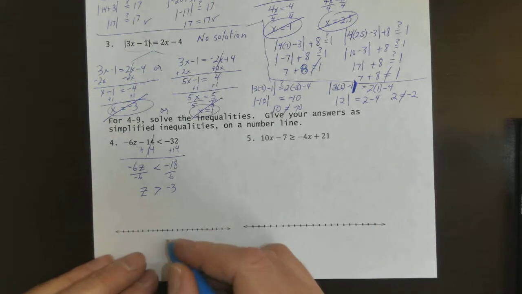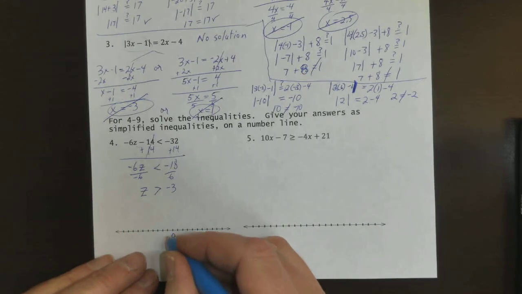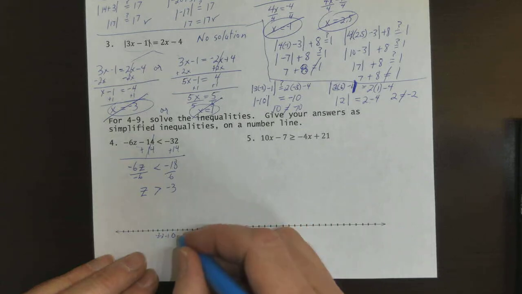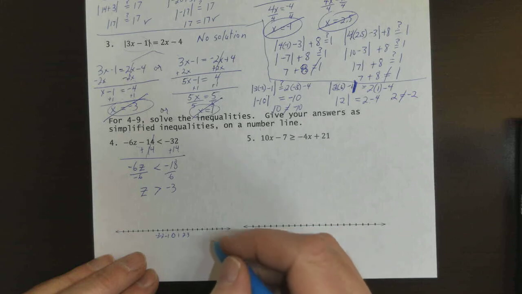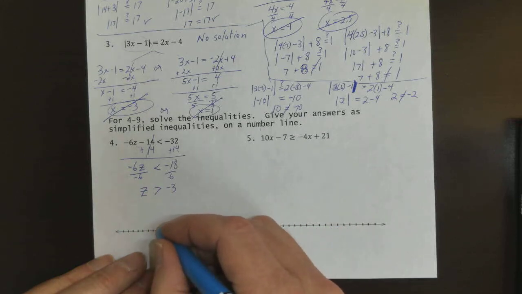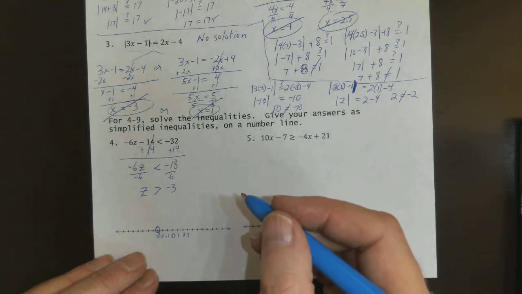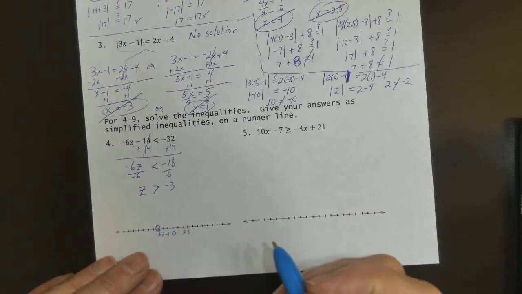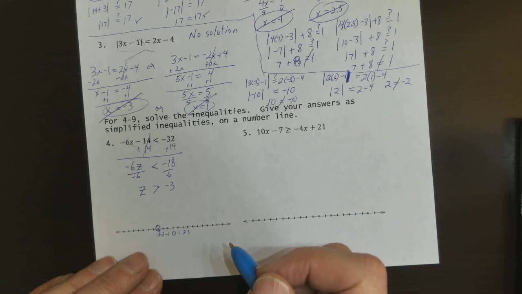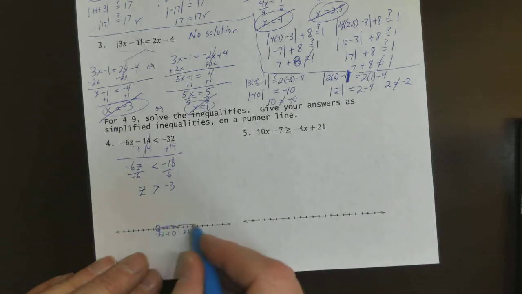Alright. Let me put 0 here, negative 1, negative 2, negative 3 here. 1, 2, 3 here. That number line's pretty small. z is greater than -3. So I'll put an open circle on -3, and I will go with a heavy arrow greater to the right.